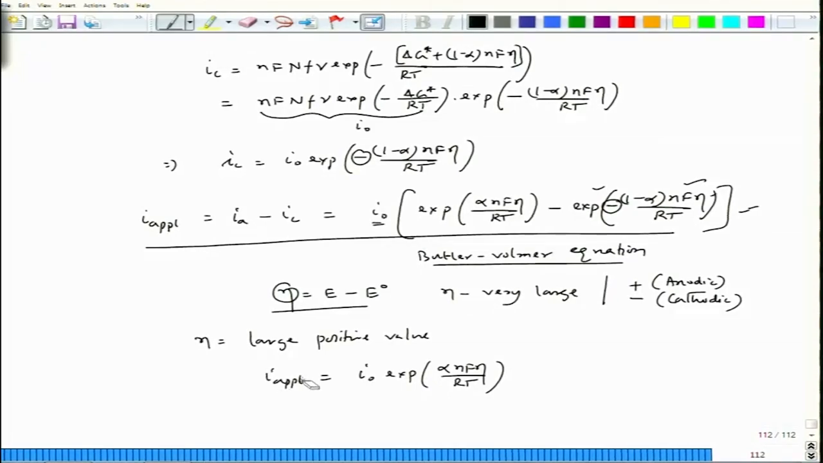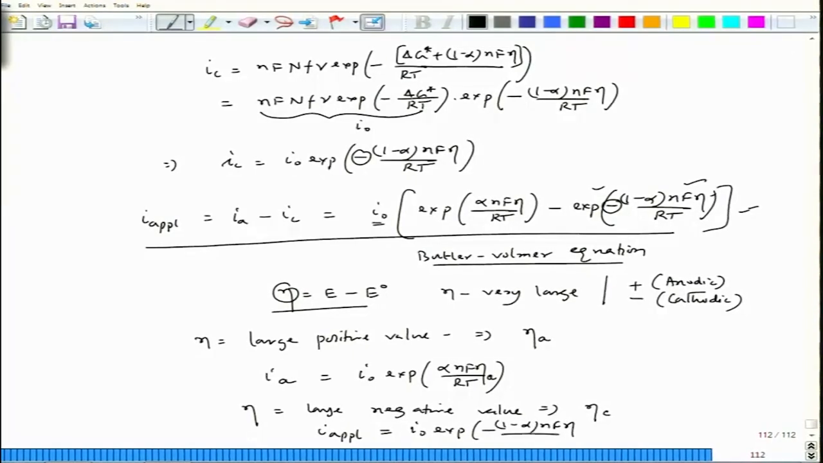And since this I applied would be equal to I a, the anodic current density, because this part can be ignored as this is a positive value, we can term it as eta a. So this we can term as anodic overvoltage. Similarly, if eta has a large negative value, it will be considered as eta c, and this equation will go to I applied equal to I 0 exponential minus 1 minus alpha n F eta by R T.